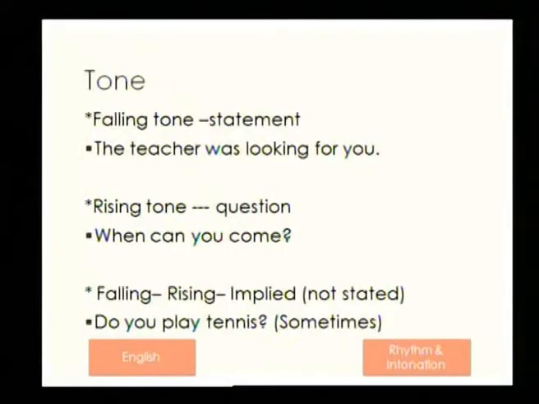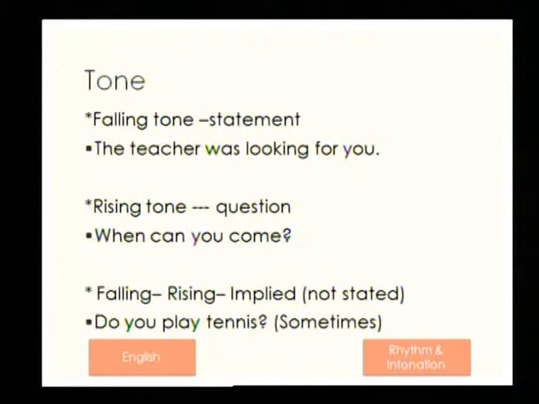A statement is flat. The teacher was looking for you. If you go into a lab, where you have apparatus which can record your voice, you would be able to see what happens. The teacher was looking for you. And what happens when it's a question?